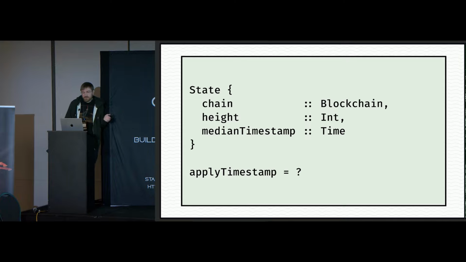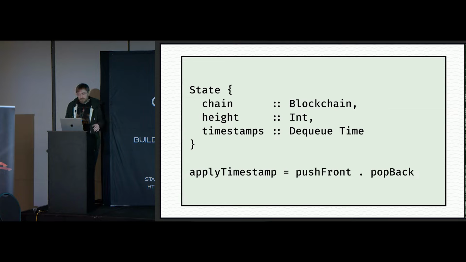What we need is an accumulator that can represent this sliding window of 11 timestamps. And so we can use something like a deque for that. So when a new block comes in, you apply it by pushing its timestamp onto the front and then evicting the oldest entry. So now we have an accumulator that implements that same consensus rule, but without needing to operate on the entire blockchain.